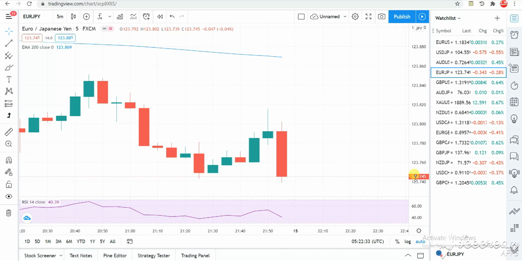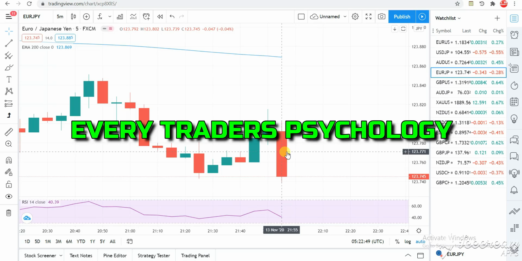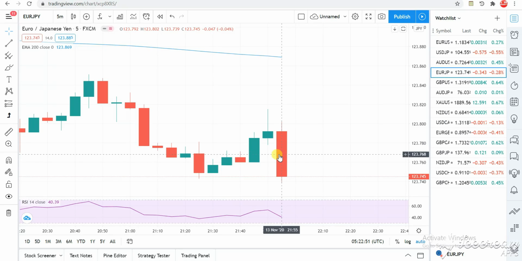I think the market is closed right now, so it's going to be open again, but you guys get the point. Every candlestick you see here is actually a combination of the psychology of every trader in the market. So the market opened, the bulls stepped in, then the bears stepped in and pushed the market down, then the bulls came back in and pushed the market up.